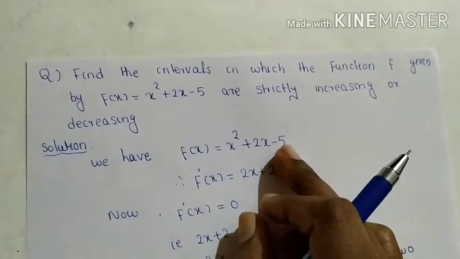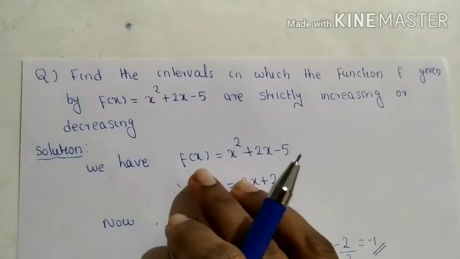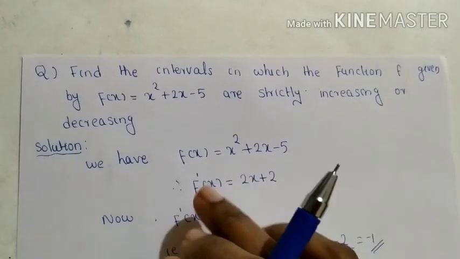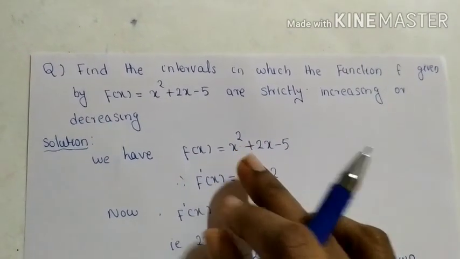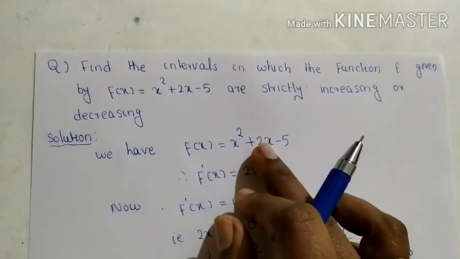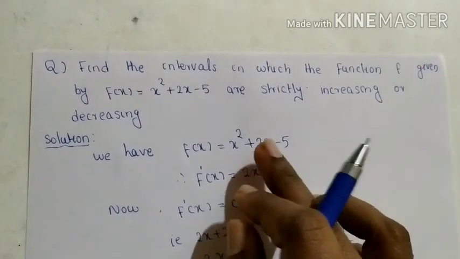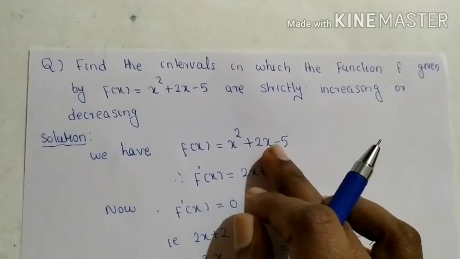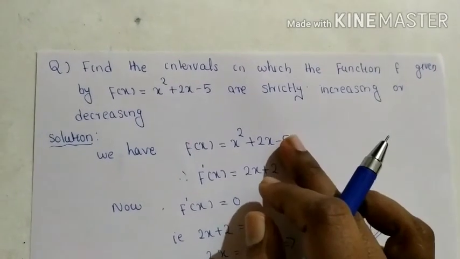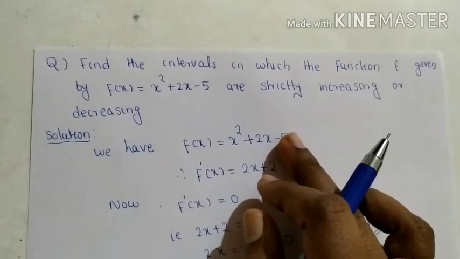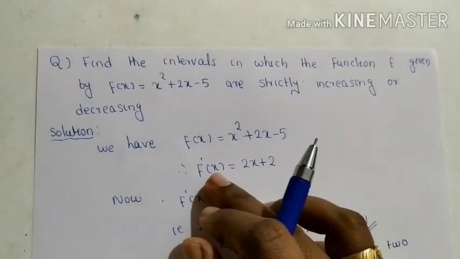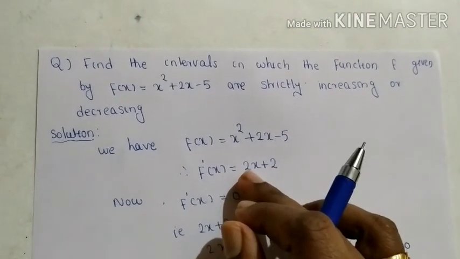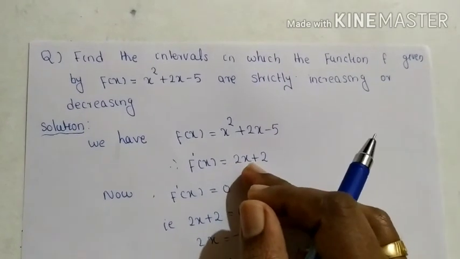First of all, we need to find the first derivative of our function, that is f dash of x. We know that the derivative of x square is 2x, and the derivative of 2x is 2, since 2 is a constant and the derivative of x is 1. And the derivative of 5, a constant, is equal to 0. So we get f dash of x equal to 2x plus 2.